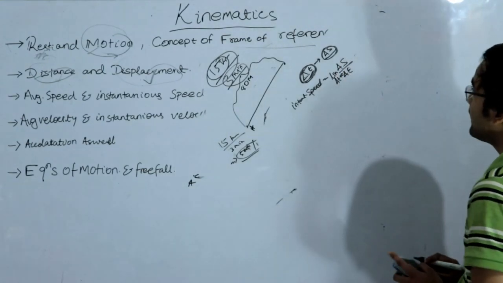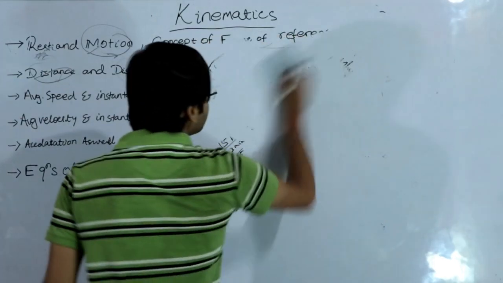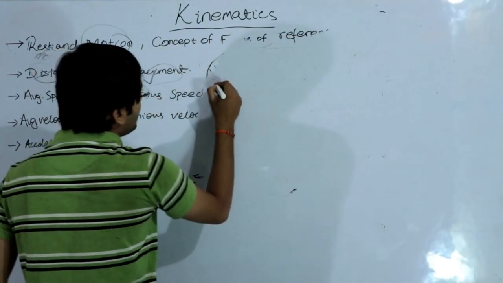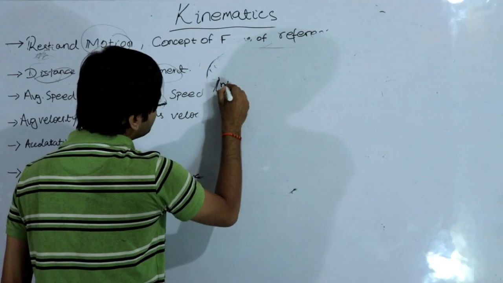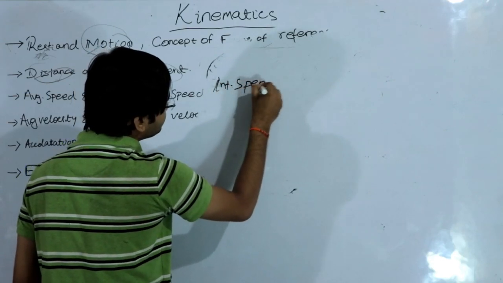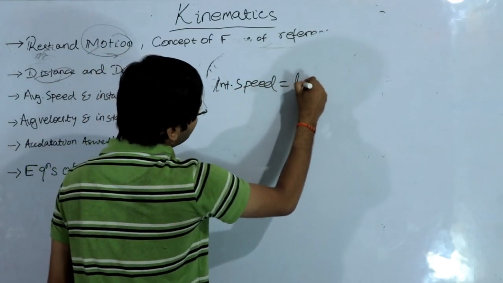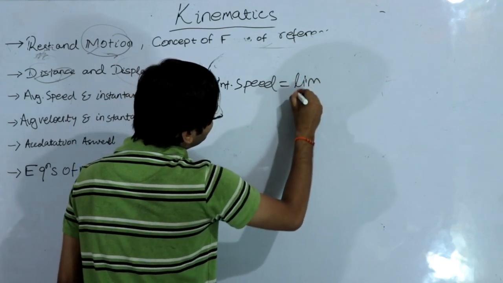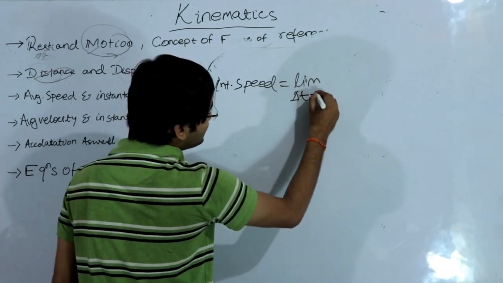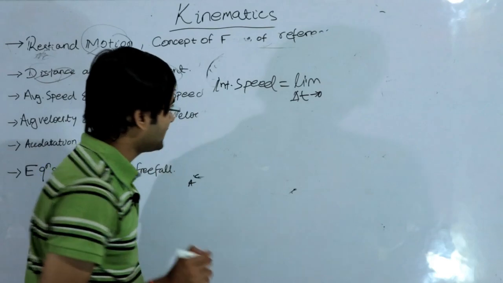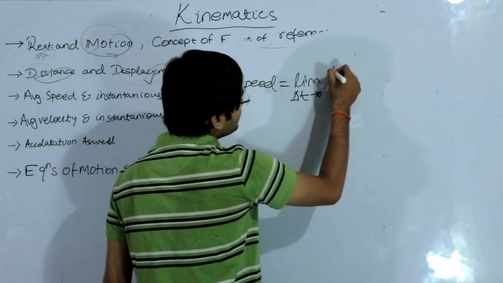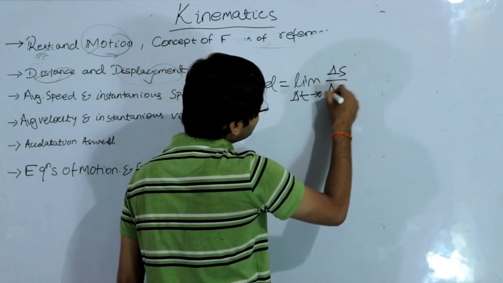This means I can broadly write it. I should write it here. So instantaneous speed equals limit, when the time interval tends to 0, means for a very little time, delta s over delta t.